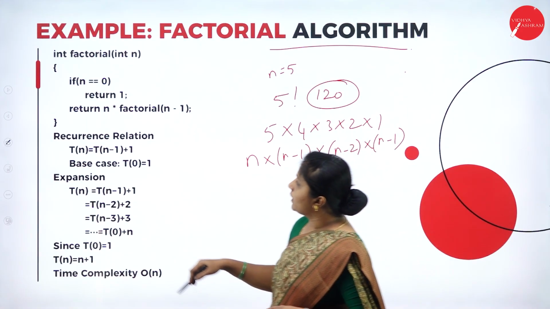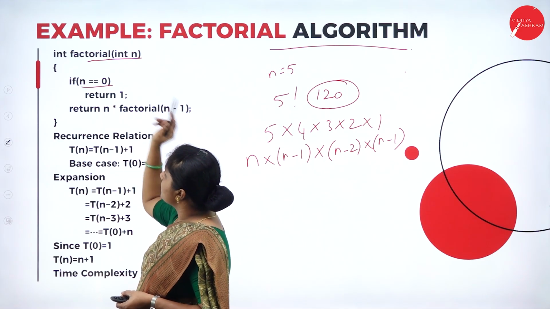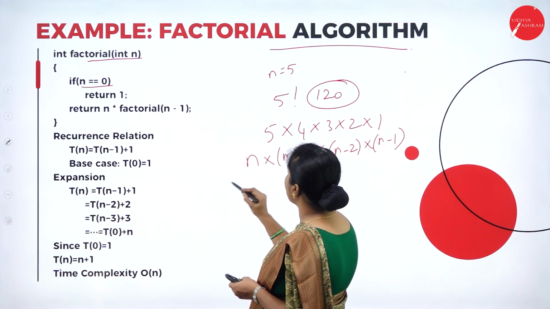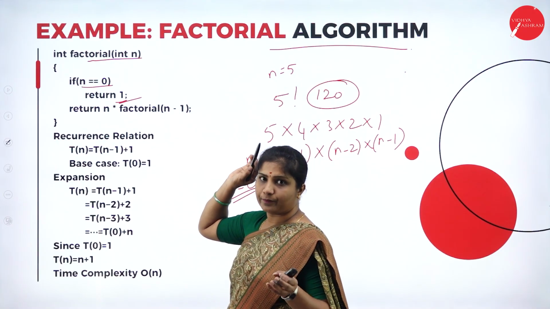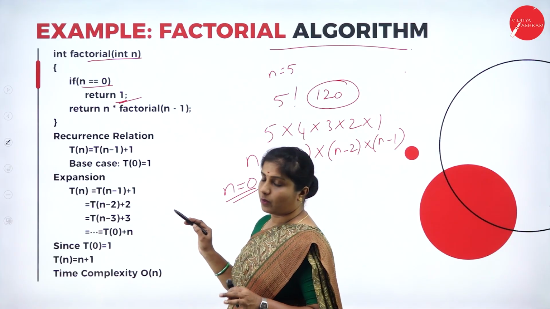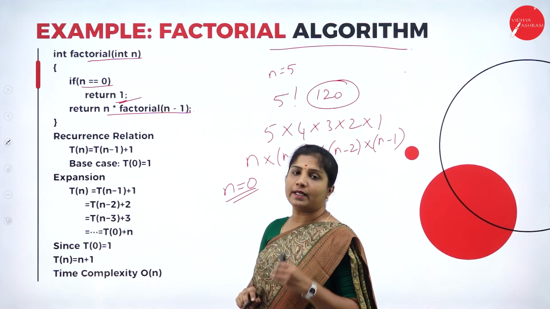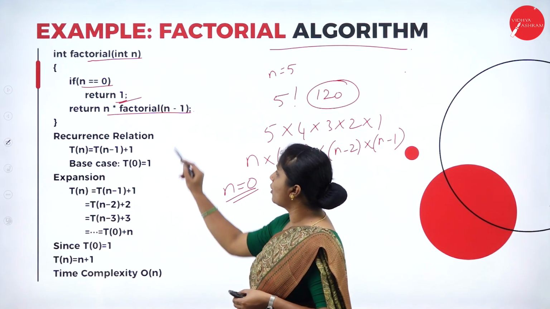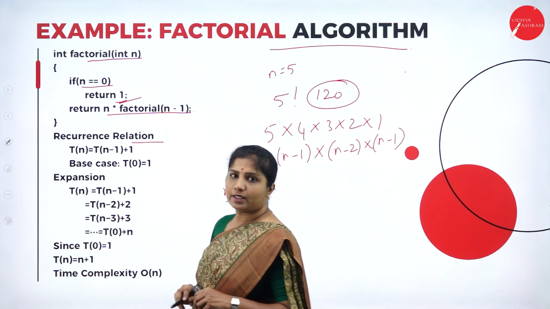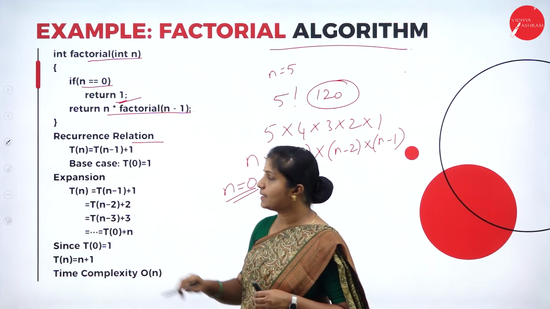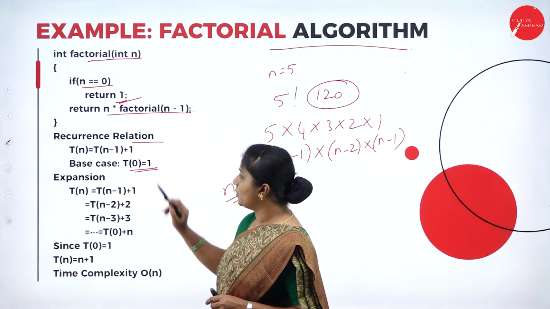Here, see int factorial(int n): if n equals 0, what should it return? Return 1. If n is not equal to 0, then you should return n into factorial of n minus 1. Understood? Next, what is the recurrence relation here? I am calling it many times, so T of n equals T of n minus 1 plus 1. The base case is T of 0 equals 1.